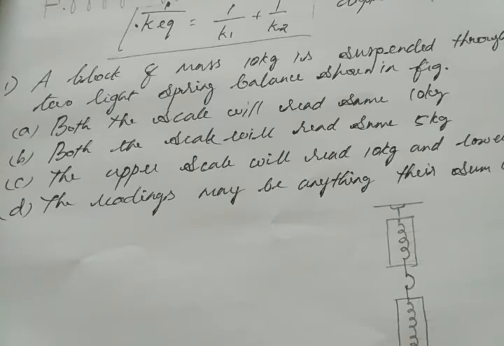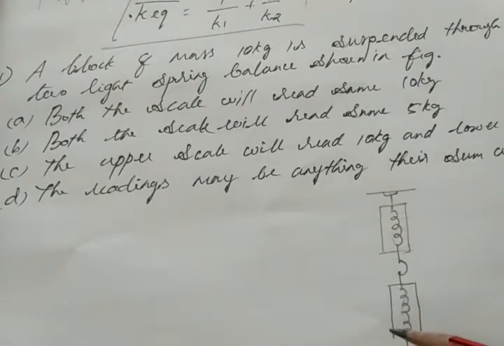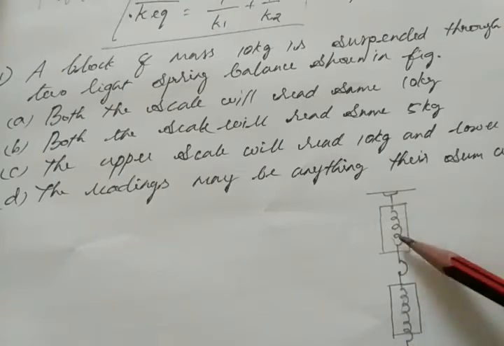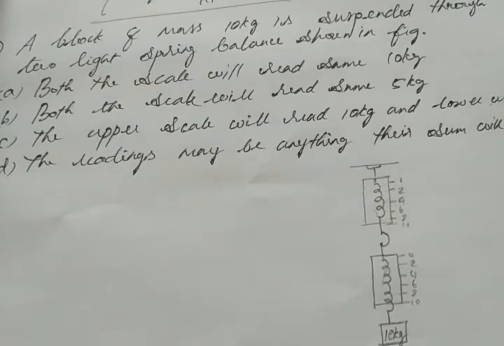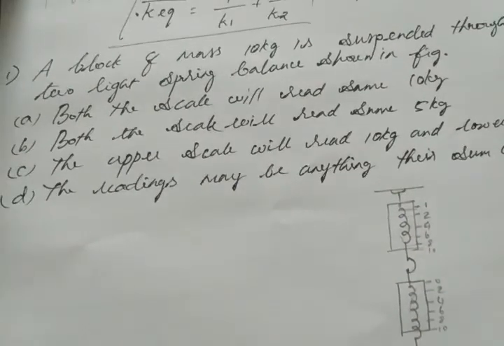So it is given four options. Both the scales will read the same 10 kilogram. Here we have two scales, right? In these two scales, we have some readings from 0 to a certain value. So when we add a mass to the spring, what will happen? The spring gets elongated. For example, here we have some pointer. So what is asked? Both the scales will read the same 10 kilogram.